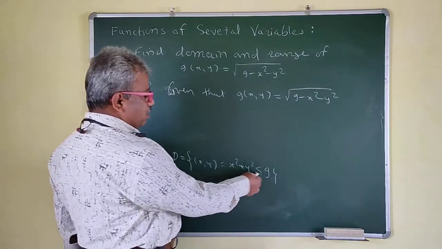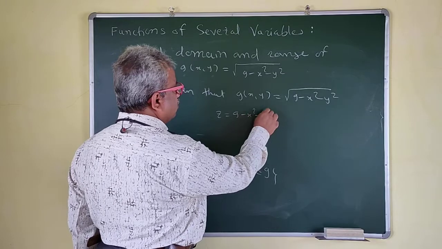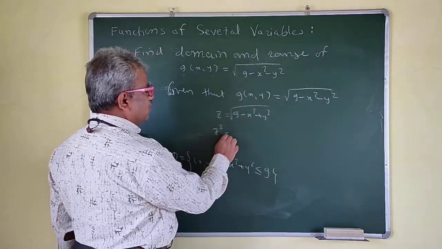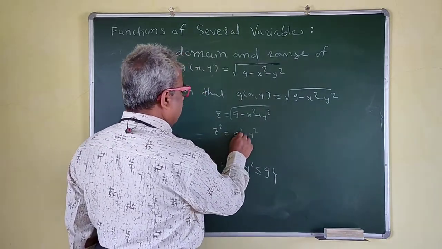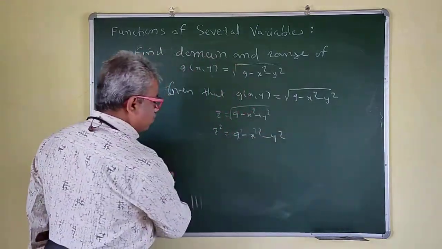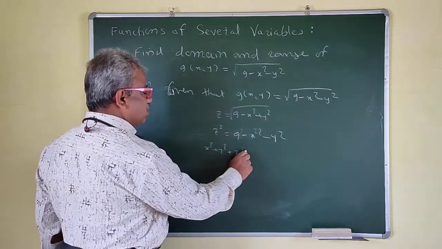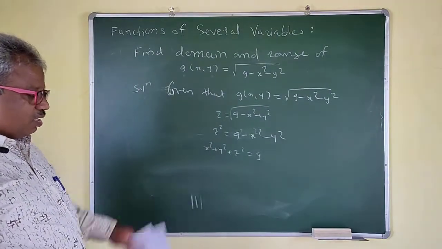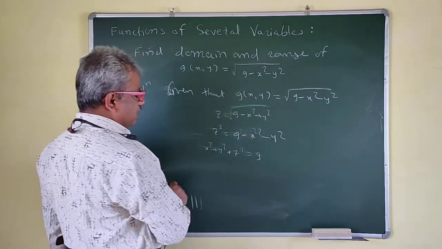So that means this is the sphere. Suppose z is equal to root of 9 minus x square minus y square. Then z square is equal to 9 minus x square minus y square. So x square plus y square plus z square is equal to 9. So this is the sphere with center at 0 and radius 3.